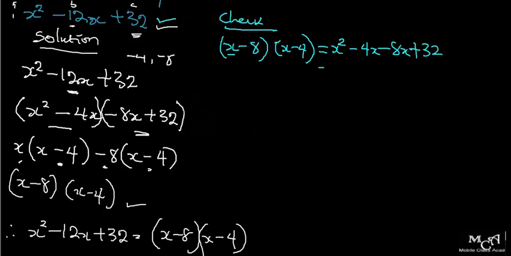Are we clear? Now, we have our x squared minus 4x minus 8x. If we add these two values, minus 4x minus 8x will give us minus 12x. Then plus 32. When we compare what we have here after the expansion with what we have here, we see that it's the same. Therefore, our solution is correct. Now, let's look at another example.